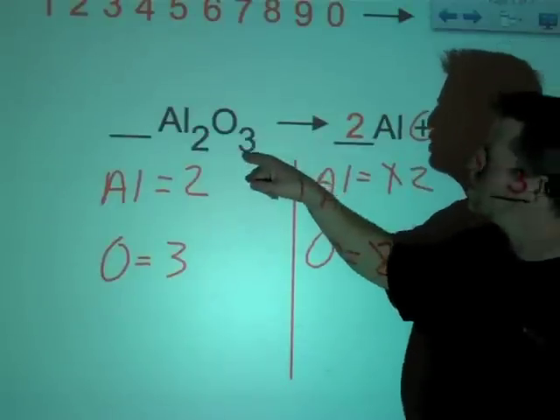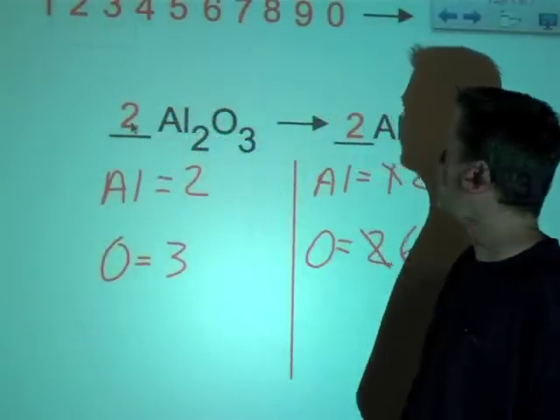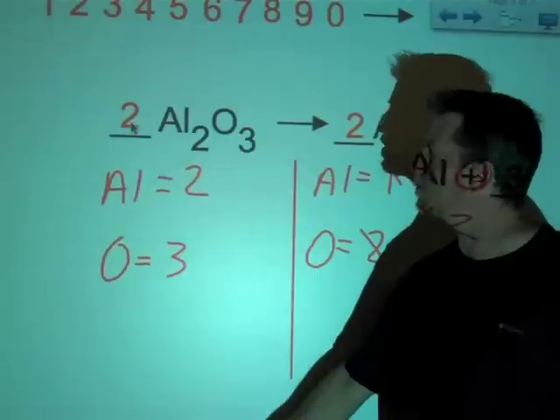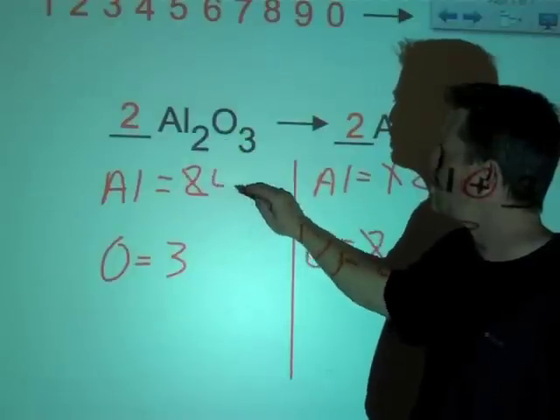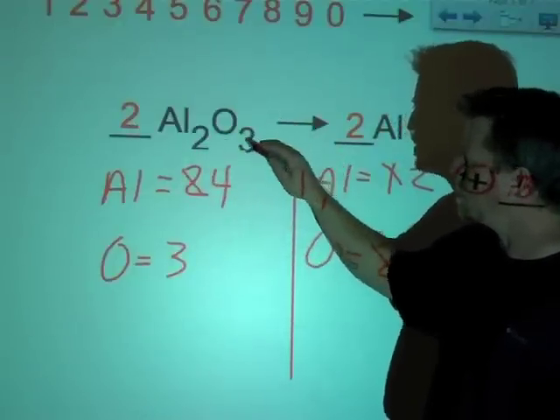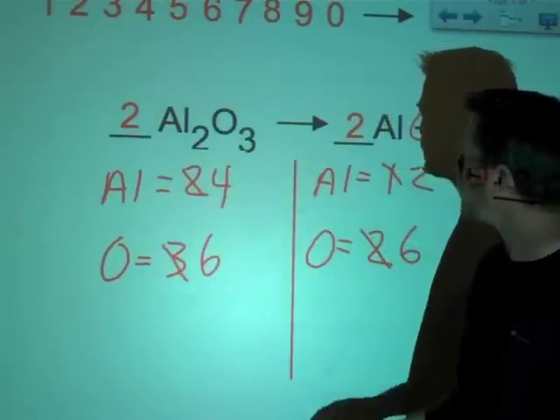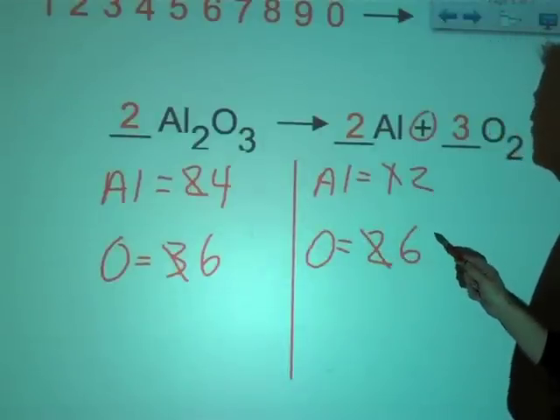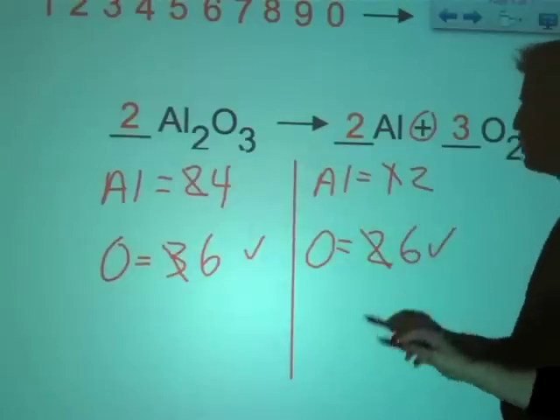So let's try to get this one to be a 6. So if I put a 2 here, now my aluminum gets affected. That's going to throw it off, but that's okay. Let's see what happens. My aluminum is now 2 times 2, so that's a 4. And then my oxygen now is a 6. 3 times 2 is 6. Now let's look back across again. Well, I've got my oxygens matched up now, but now my aluminums are back off again.